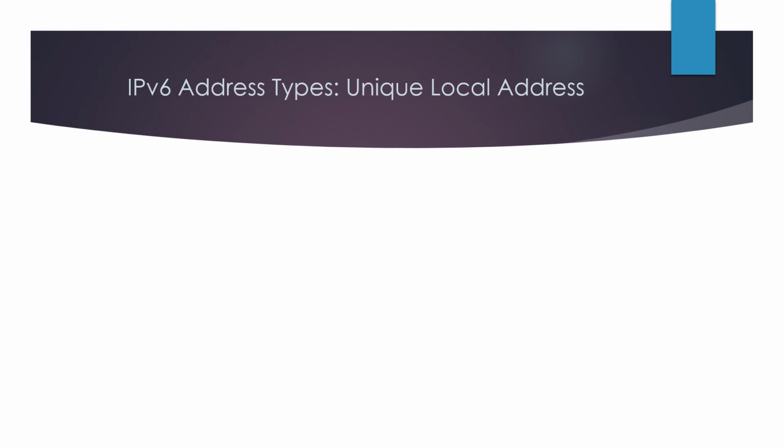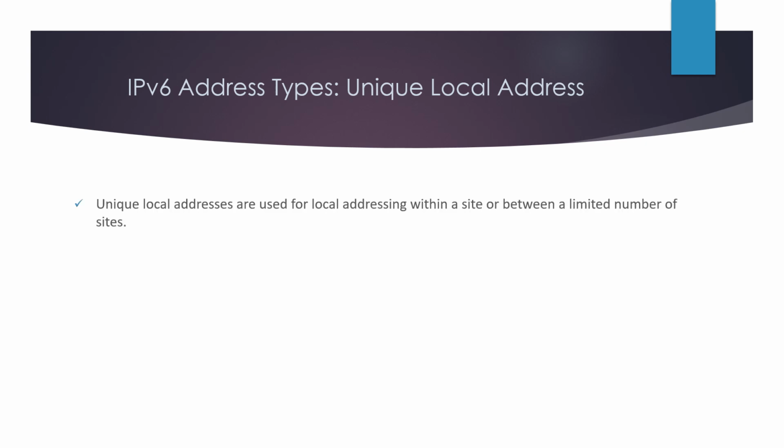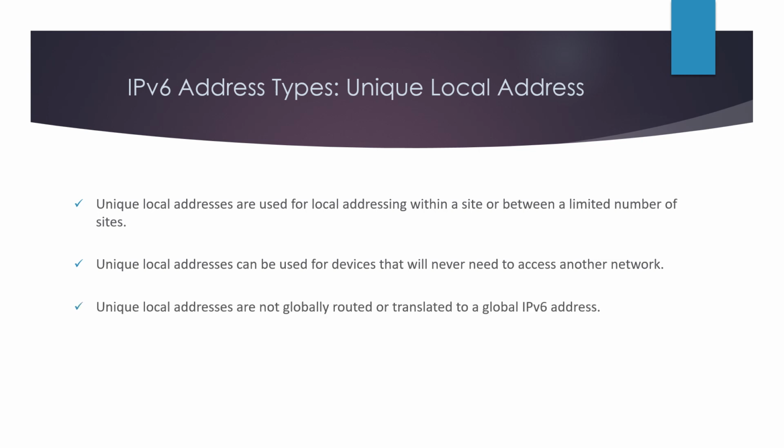The IPv6 unique local addresses have some similarity with the private addresses for IPv4 networks, but there are significant differences. The unique local addresses are used for local addressing within a site or between a limited number of sites. They can be used for devices that will never need to access another network, and they are not globally routed or translated to a global IPv6 address.